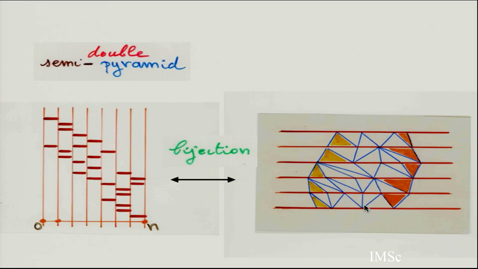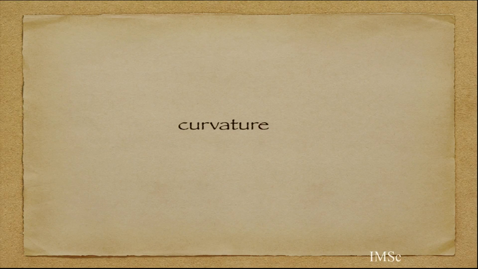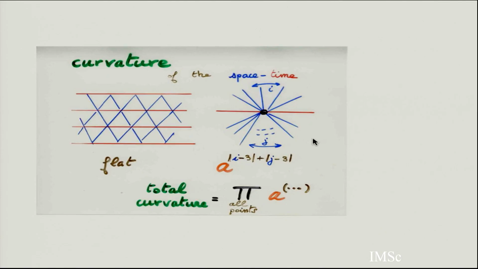The interest is that this triangulation has been considered by physicists, and it's in bijection with general heaps. But you are losing, up to the t power, the number of dimers in a self-avoiding path going from 0 to n. Now, in space-time there is a curvature. Mass gives a curvature. So physicists introduce a curvature parameter in the space-time. Here, when you are working in this, the space-time is completely flat. At each point, above the point, there are 3 triangles, two blue lines, and below there are 3 triangles.